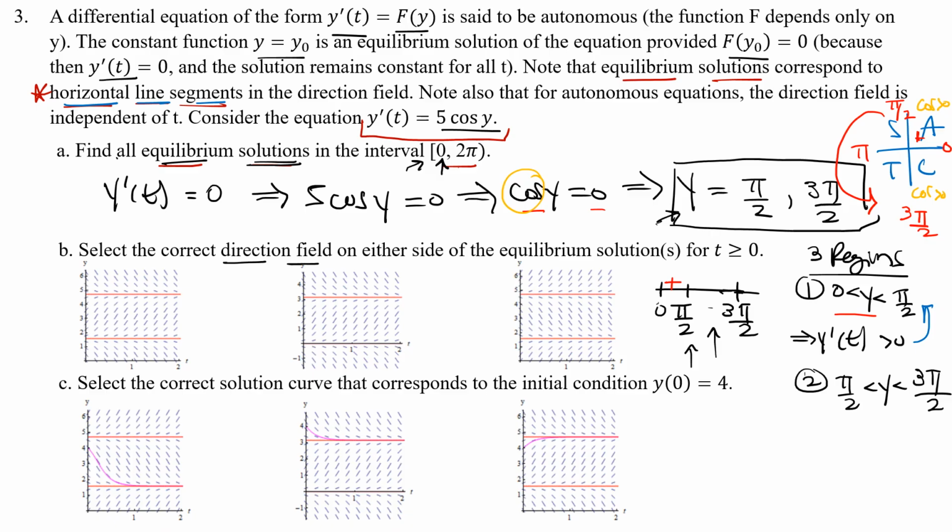Well, we know cosine is positive in quadrant 1 and quadrant 4, but in quadrants 2 and 3, we see that cosine is negative. So in this second region here, our derivative function is going to be negative. Okay, so then we've got one more region. So here, let's say it's negative here. Then one more region, where we are now looking where y is bigger than 3 pi over 2.